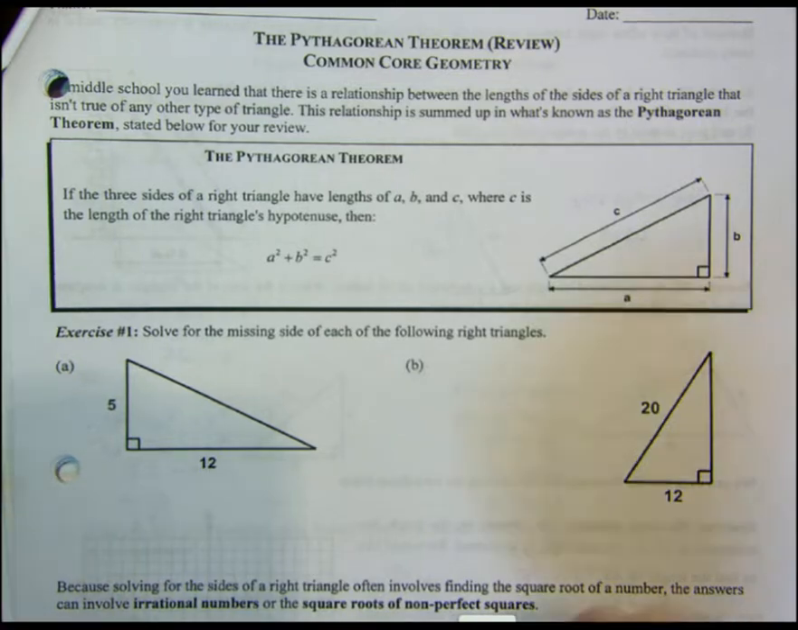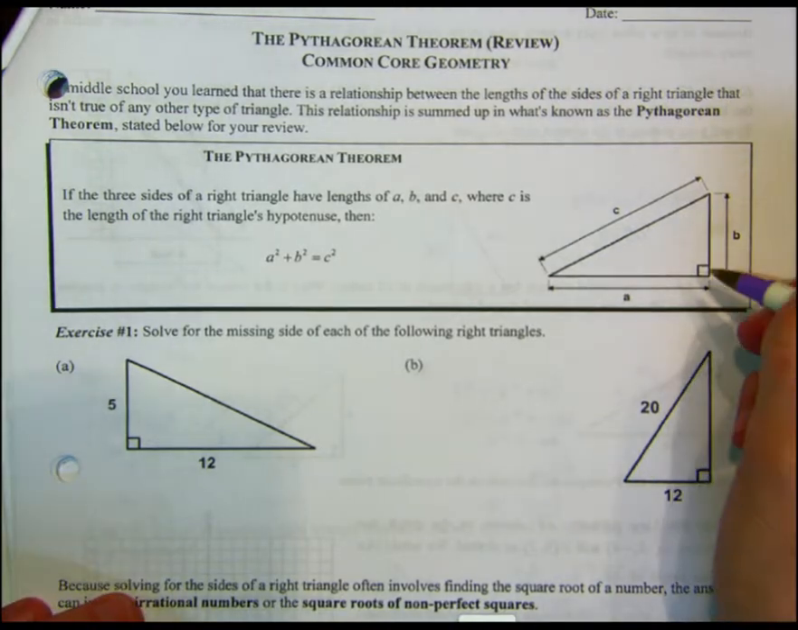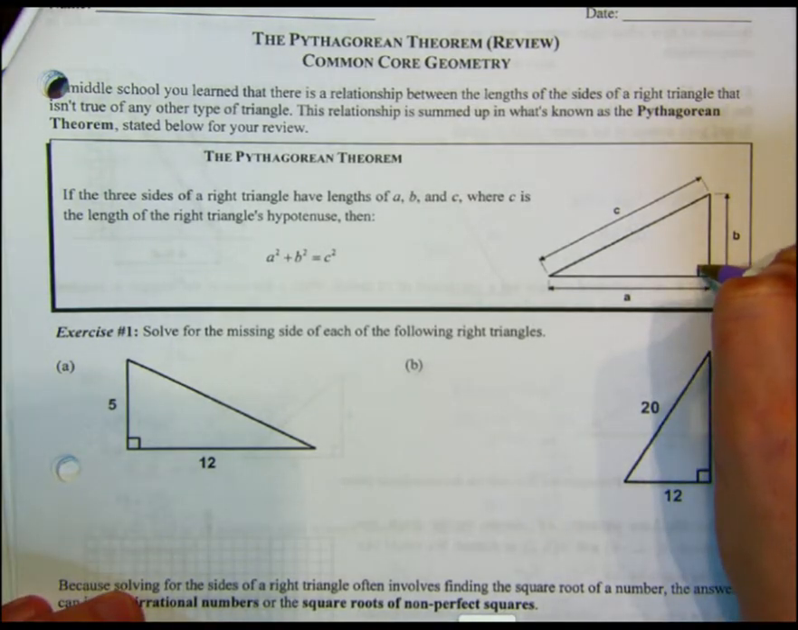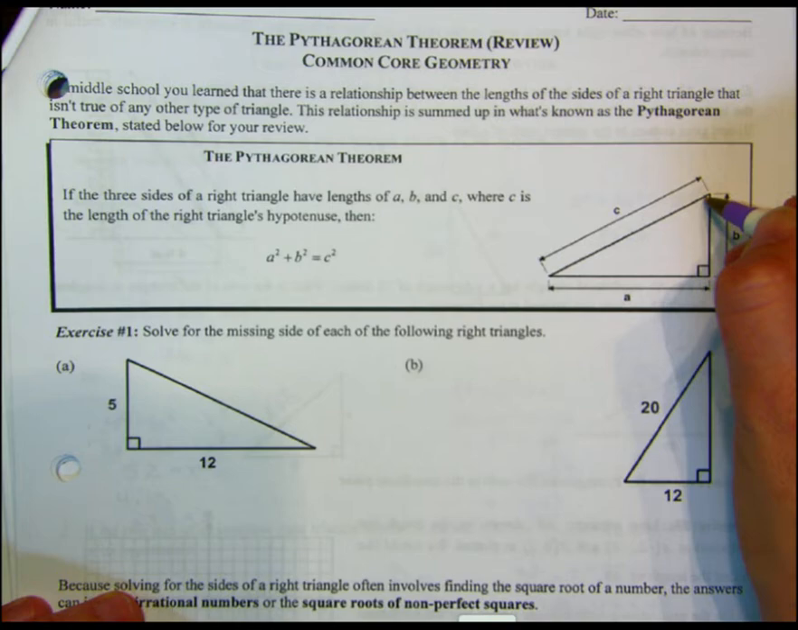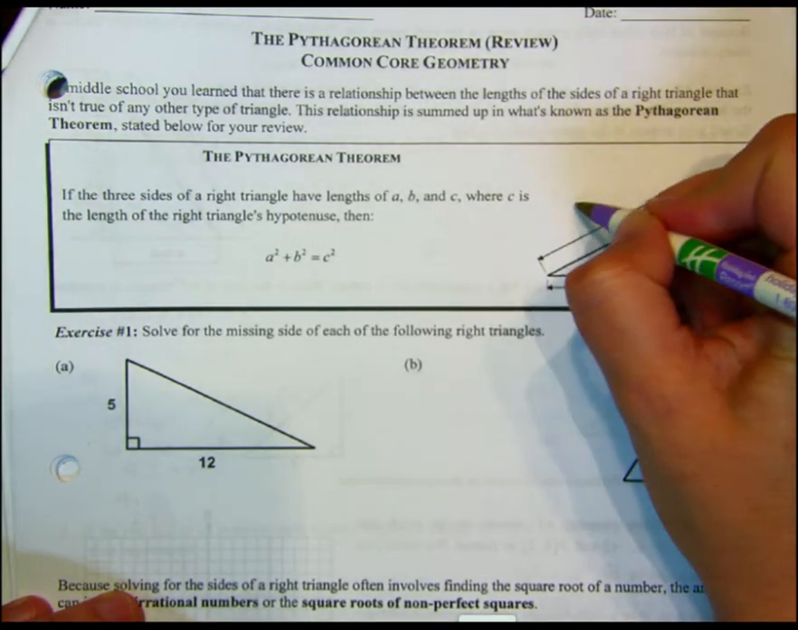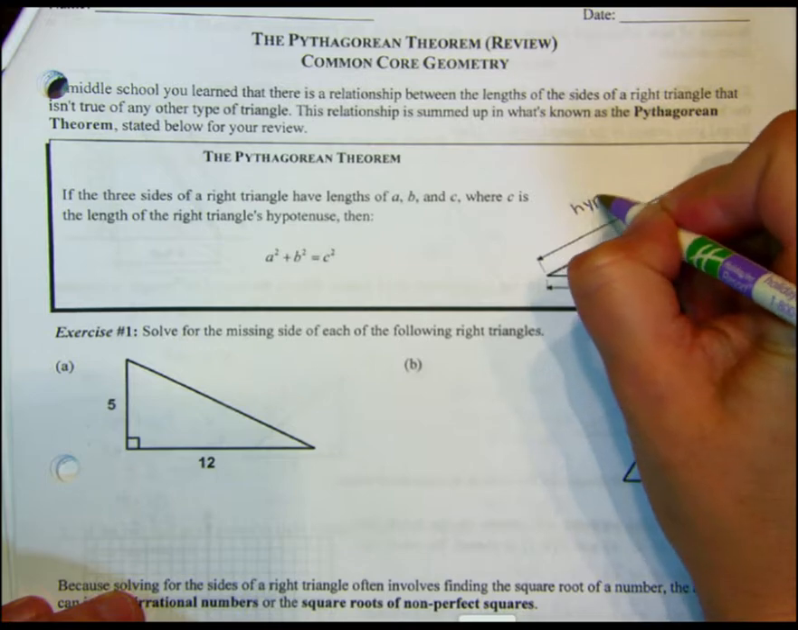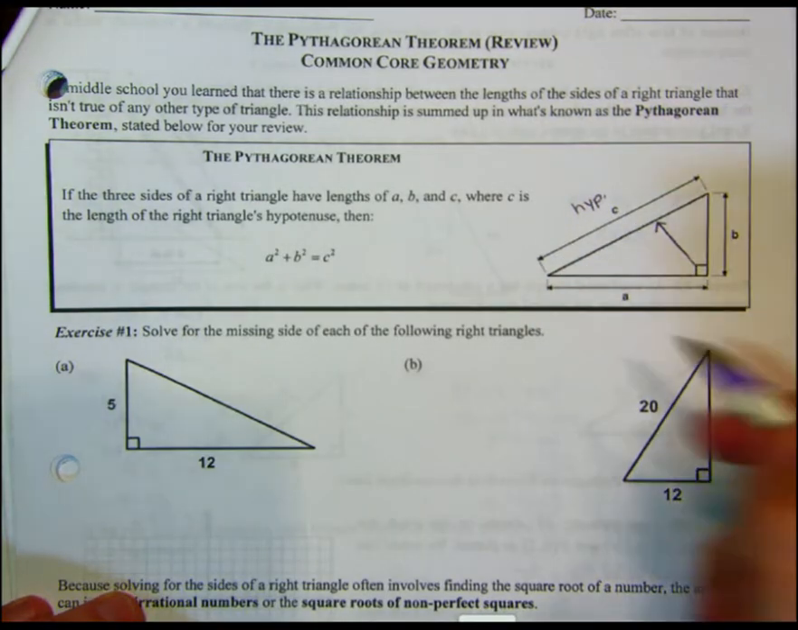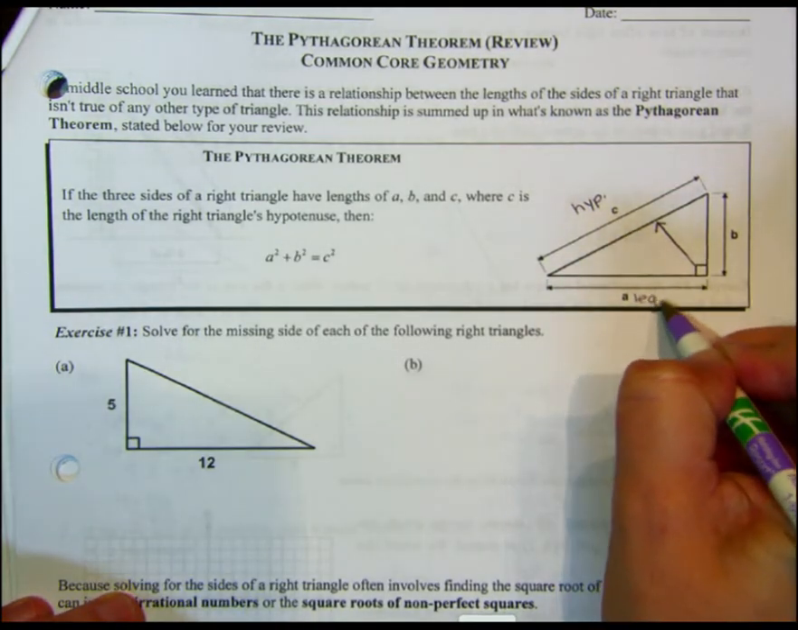And we've already talked a little bit about the hypotenuse this year when we proved right triangles congruent using hypotenuse leg. But just to review one more time, your hypotenuse is the longest side of your triangle, and it's also the side that's across from the right angle. So in this picture, C is our hypotenuse. And then the other two sides are going to be the legs.